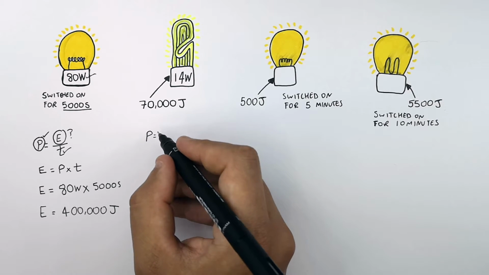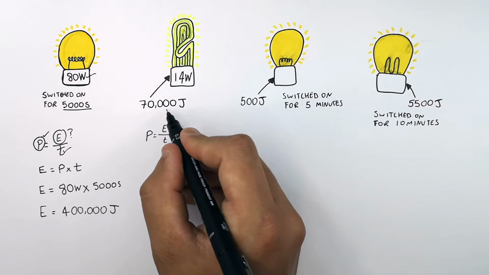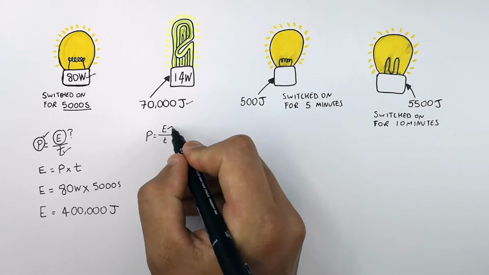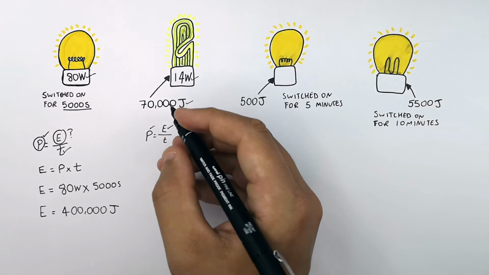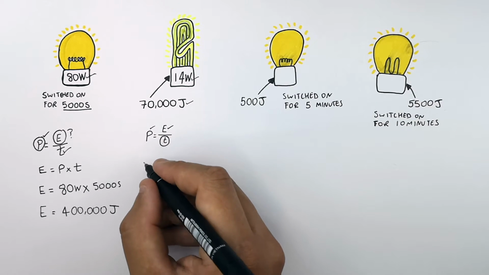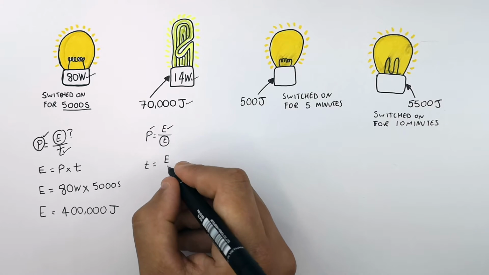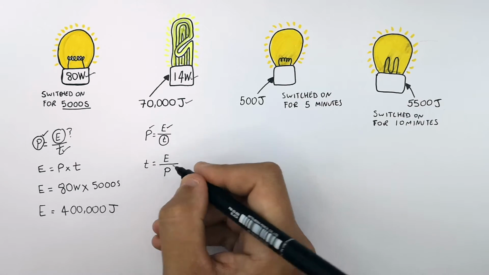In the second example, you're asked to calculate the time this light bulb was turned on for. So remember to recall the equation P equals E over T. We've got 70,000 joules, which is E, the energy transferred, and we have 14 watts, which is the power of the light bulb. So that means we can rearrange for T, the time.